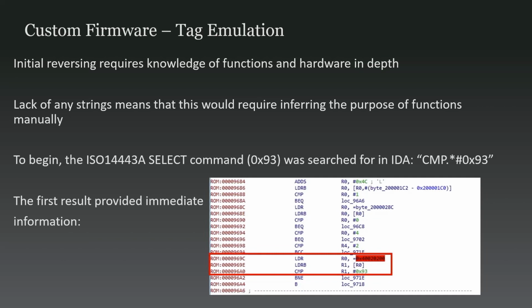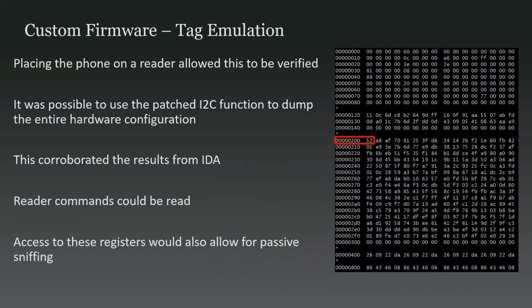The first thing I did was search for the select command, which is the second command sent during enumeration, just because I thought this was more likely to work, by regex searching for comparison and 93 being the select command. This found an immediate result, loading from a hardware address 40020200 and comparing on that value, meaning that I'd instantly found how this enumeration was being selected.